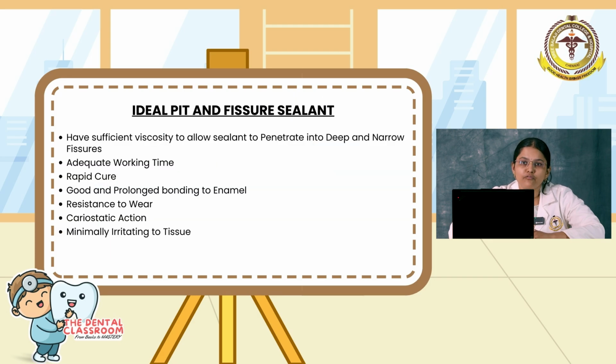So ideal pit and fissure sealants, what are the characteristics we are going to see? They have sufficient viscosity to allow sealant to penetrate into the deep pit and fissures, adequate working time, rapid cure, good and prolonged bonding to enamel structure, resistant to wear, cariostatic action, minimally irritating to the tissue.